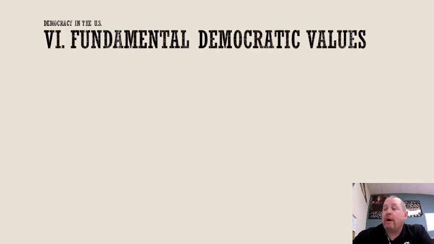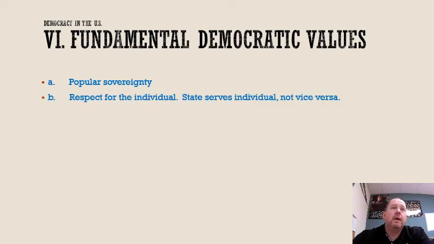The fundamental democratic values that we have, right, there's going to be a handful of these. Number one, we believe in popular sovereignty. Okay, so that's like a vocabulary term. Popular sovereignty is basically the idea of the people ruling things, right? So the sovereignty belongs to the people, right? That's the popular aspect of it. Sovereignty simply means rule. Okay?